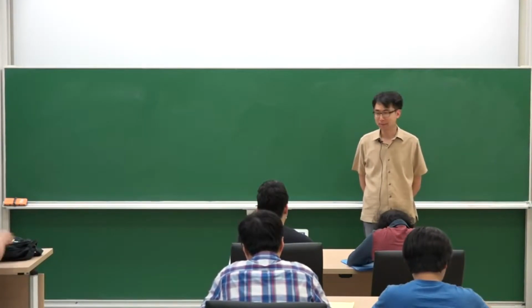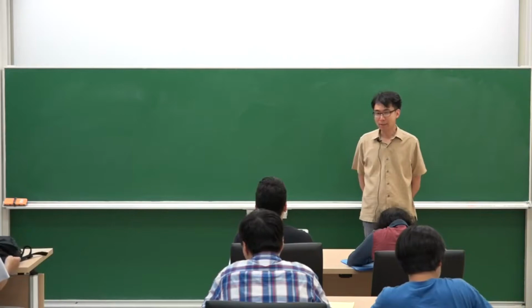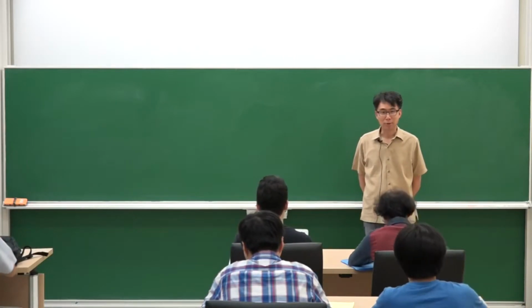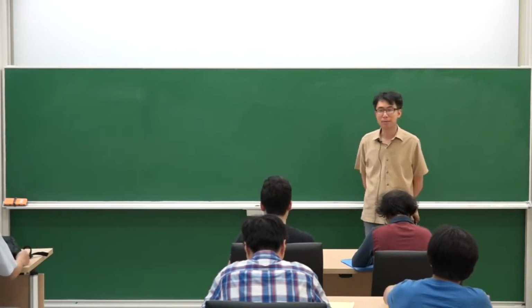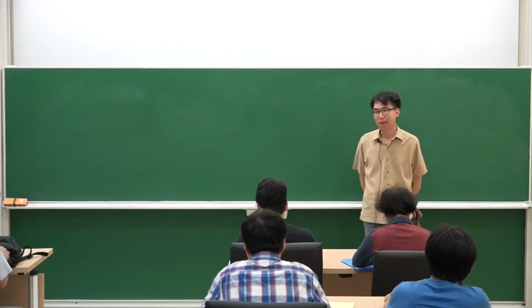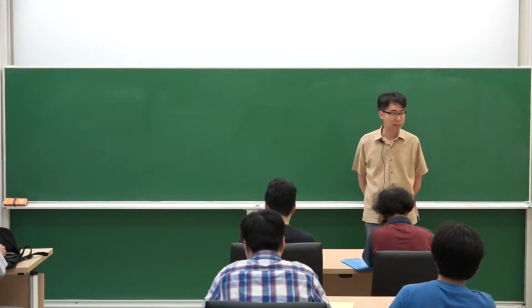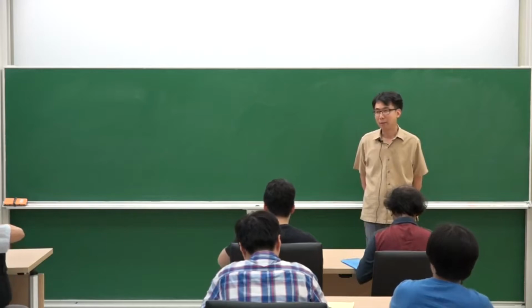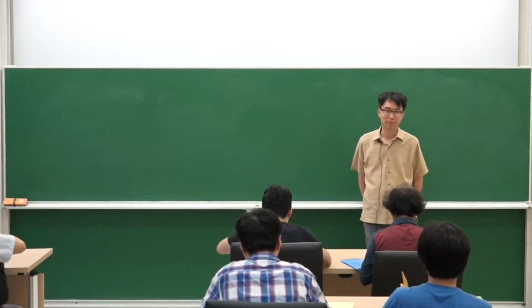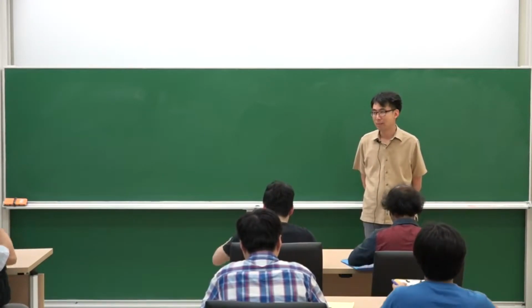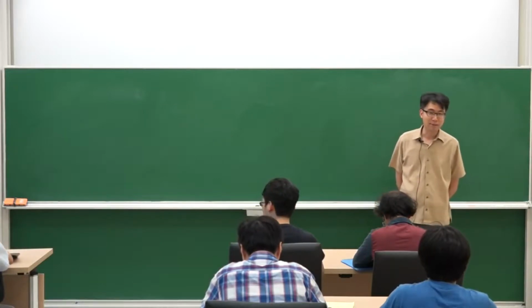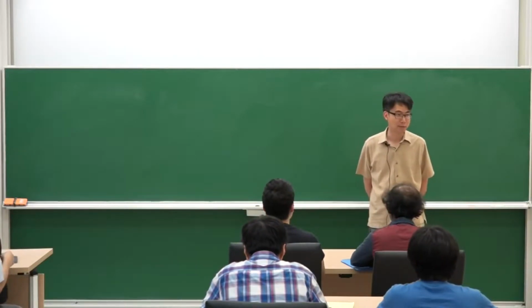Okay, welcome back. So last class we talked about how to solve sparse triangular systems in parallel. And the method that we talked about is called level scheduling. And today I want to talk about a very different method for solving sparse triangular systems. And this method is called partitioned inverses.